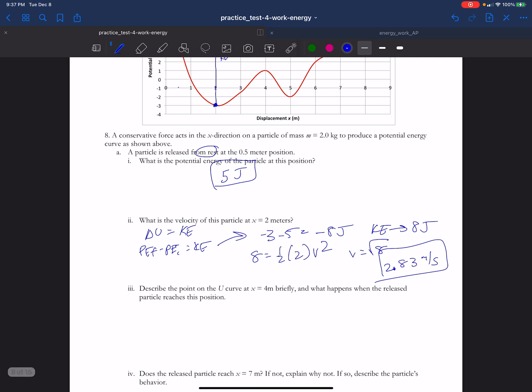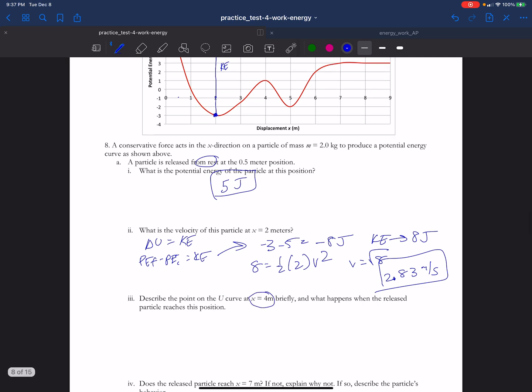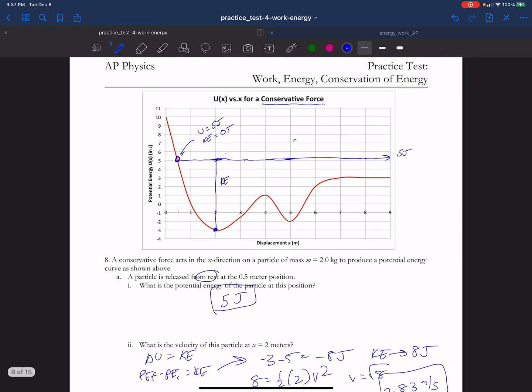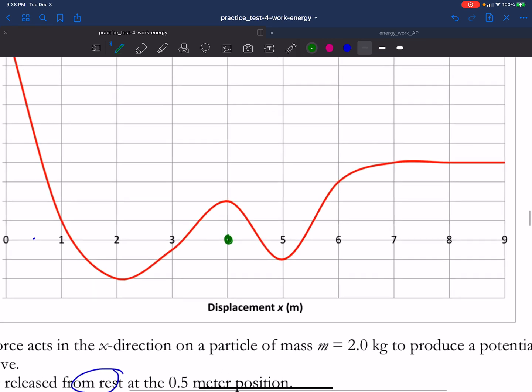What's going on with the particle at x equals 4? So let's jump back up here and let's switch to green. So what's happening to the particle right here? Well, the first thing we're going to do is erase this stuff. Okay, and then I'm going to zoom in a bit here.